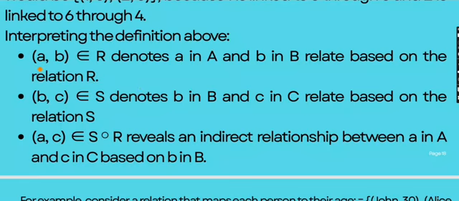Interpreting the definition above: a comma b belongs to R and b comma c belongs to S. It means S of R. Now what is the meaning? Through B, I am getting C. Now A comma C belongs to S of R, right? Okay.